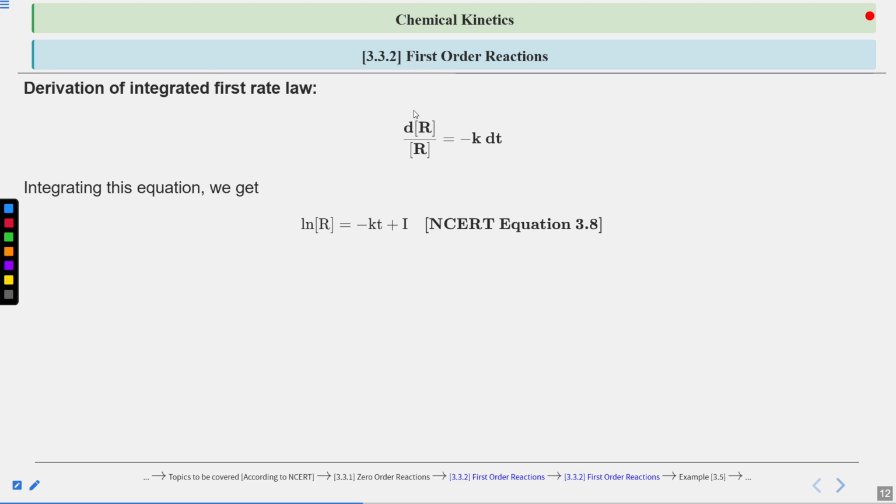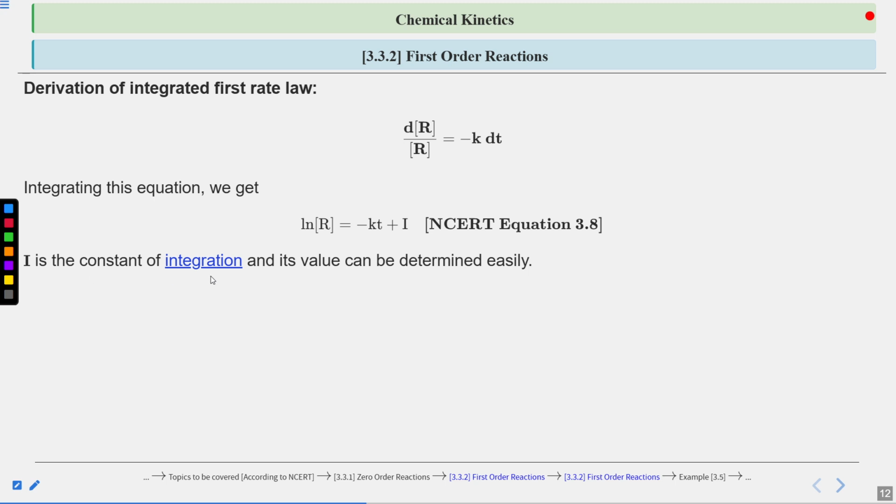So when you integrate the left hand side of this equation, it will be ln of r is equal to, and when you integrate the right hand side, it will be minus kt plus I. K is a constant, so we put it outside of the integration sign, and the integration of dt will be t, and we add some extra amount which is plus I, a constant of integration, as I explained. So this is the equation you get after the integration of the first order rate law. This equation is marked as NCERT equation 3.8.